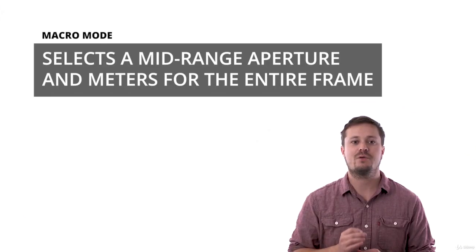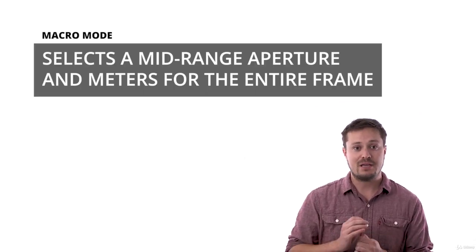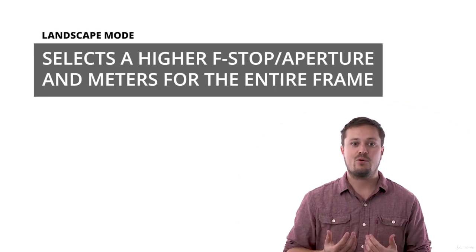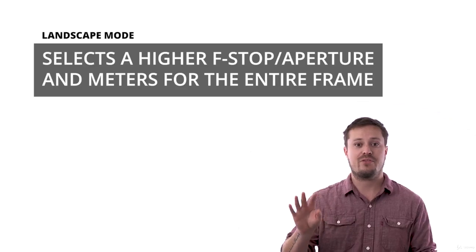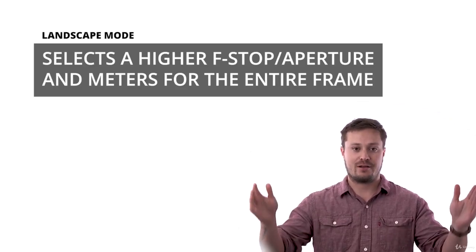Macro. This will usually pick a mid-range f-stop so more can be in focus, and meter exposure for the whole image. The camera expects you'll be pretty close to whatever you're taking, so it will try to expose for the entire frame. Landscape mode. The camera will be ready to focus far and set to a high f-stop in order to get more things in focus and an overall exposure for a large, wide area.